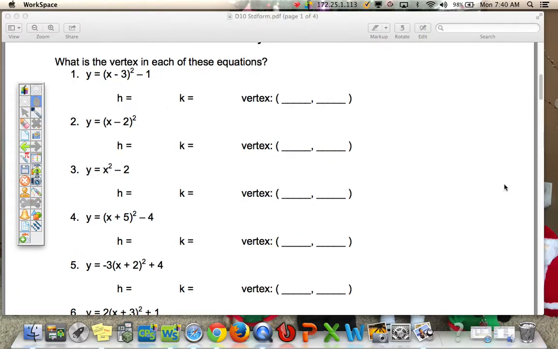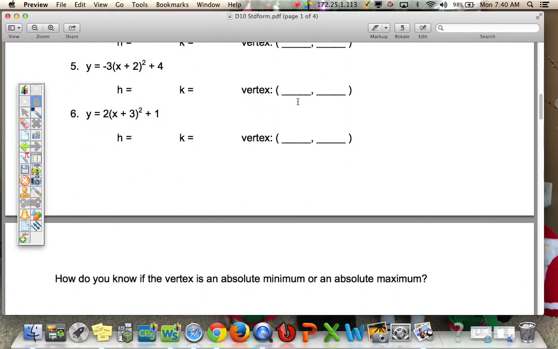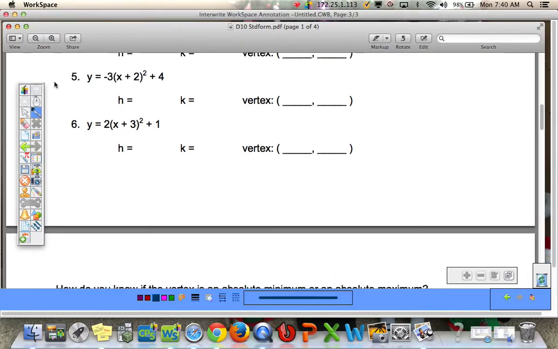5 and 6 are slightly different. They have a number on the outside. And if you didn't know what any of these look like, you could type them in the Inspire and see what they look like. But the vertex here is still left 2, up 4. The minus 3 deals with how narrow or wide the slope is. The minus 3 would mean it would be downwards facing, like this. The minus 3 would indicate a steeper slope, so it would be skinnier than the original function.